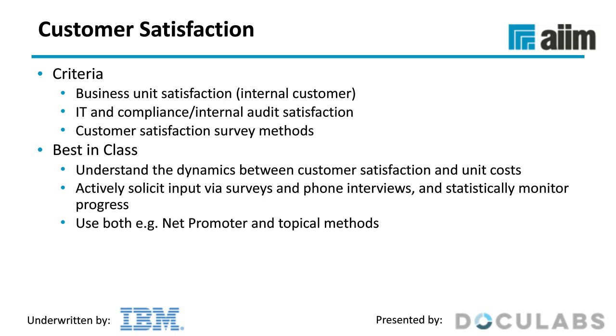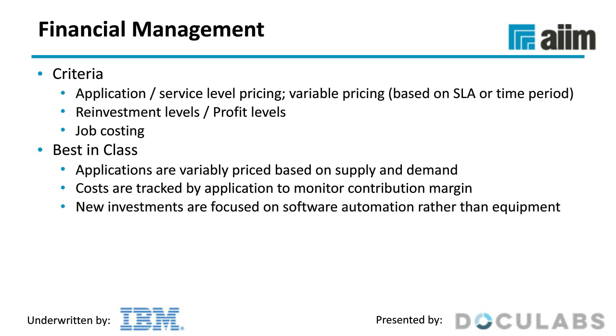And then here's my favorite, which is what I kind of started out with when I showed you that spreadsheet, and that is financial management. To run your operation well and to plan and manage for new customer services and automation technology, you've got to have a handle on this. It means tracking your costs by application and pricing them variably. It also means creating tiers or levels of services like basic, standard, and enhanced, and pricing accordingly.